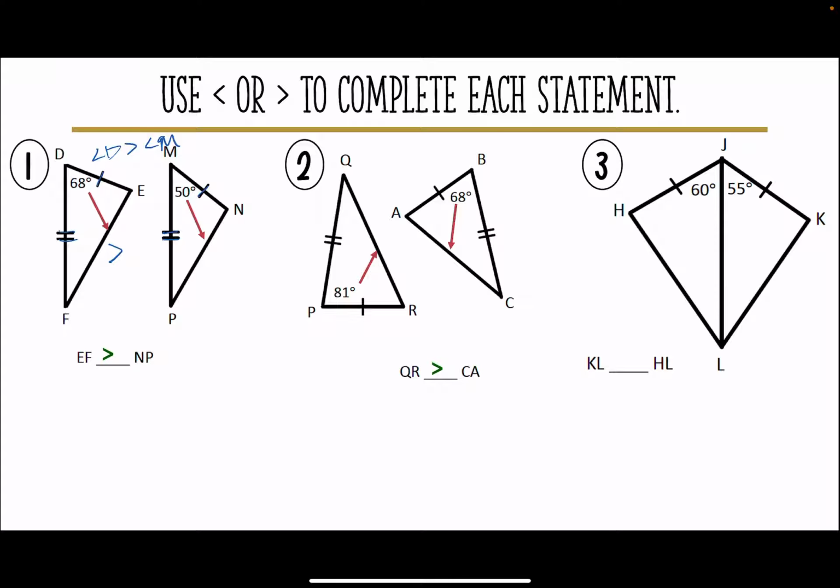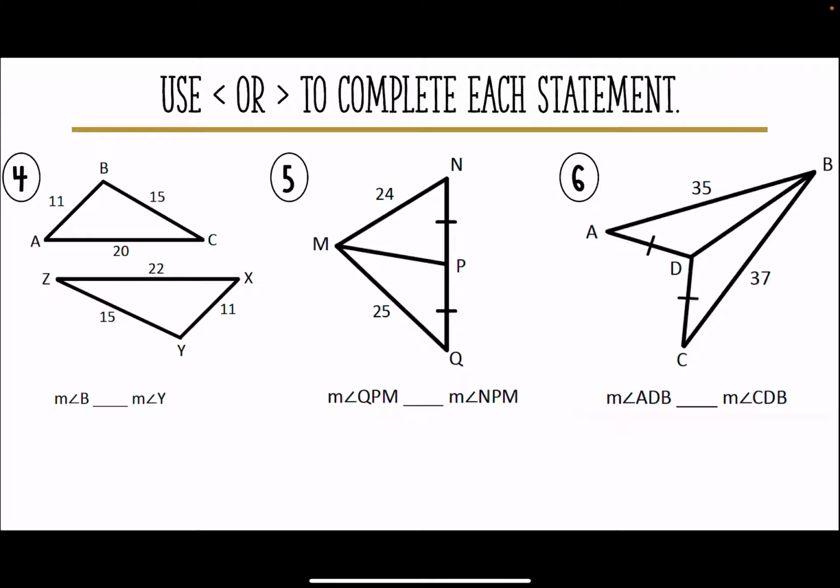In number 3, you have to remember that JL is reflexive, and it is, in fact, congruent to itself, which means that we can use 60 with HL and 55 with the KL. KL is going to be smaller, which is why my inequality is pointing at the smaller one. It's kind of like a really bad bully where it's always pointing at the smaller one. I know. It's corny, it's dorky, very 1980s sitcom movie kind of thing.